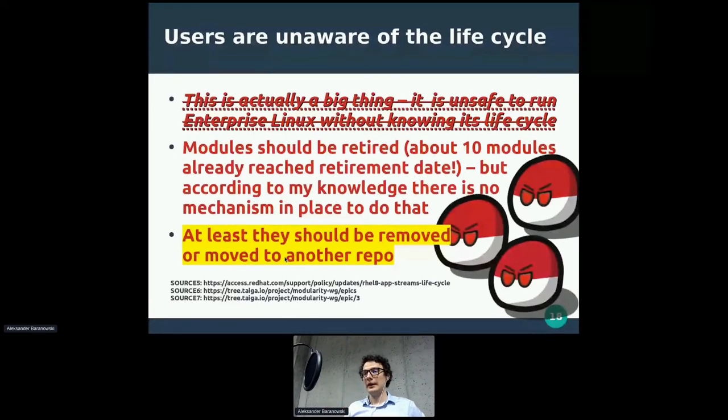So, yeah. When I was talking with some of our clients, they are unaware that some parts of the system won't be supported as long as, for example, the base OS, that will be supported for 10 years. And in my opinion, it should be fixed, and it should be fixed quite soon. Okay, and I decided to put the three angry point boys here because in my opinion, it's the biggest issue with modules.